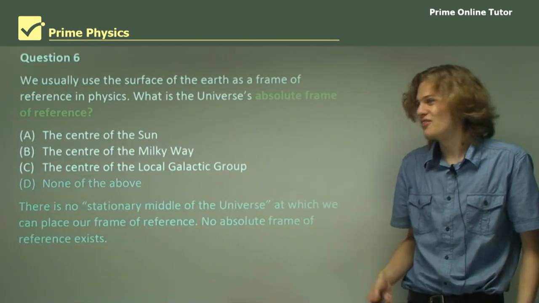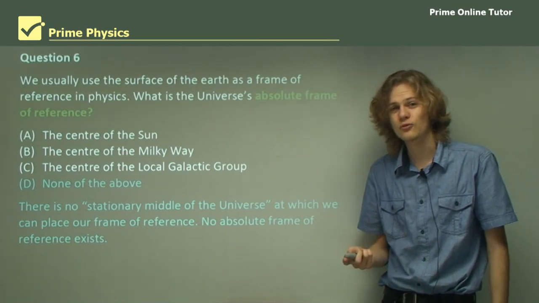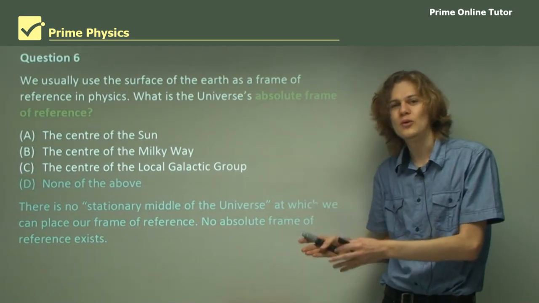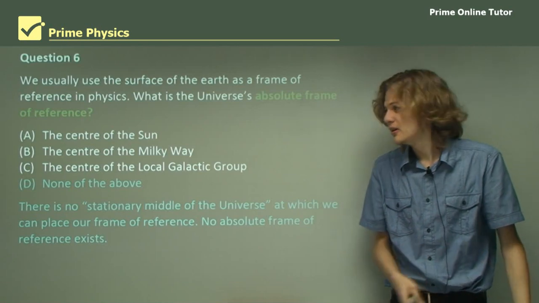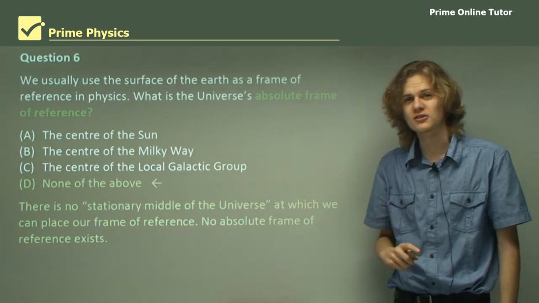In fact, our answer is that there are no absolute stationary frames of reference in the entire universe. So whenever we measure motion, we have to measure it relative to something else. And so we find that D is the right answer. There is no absolute frame of reference in the universe.